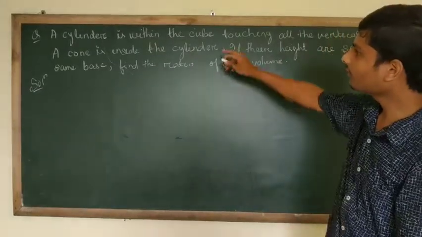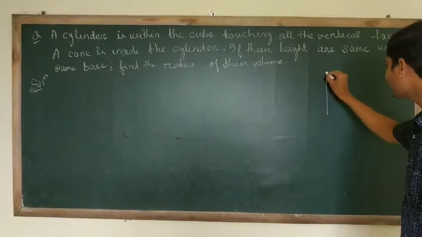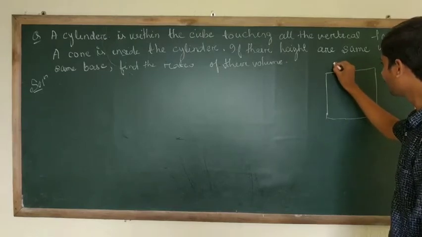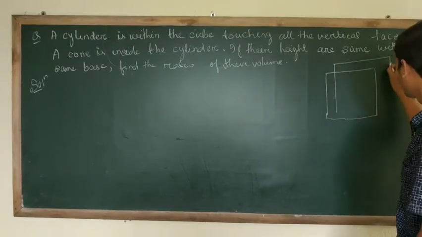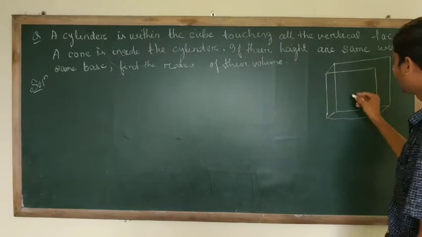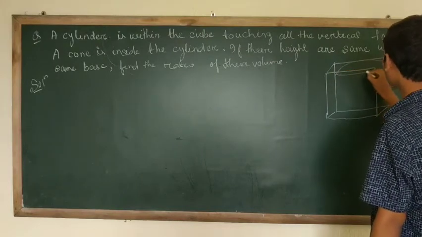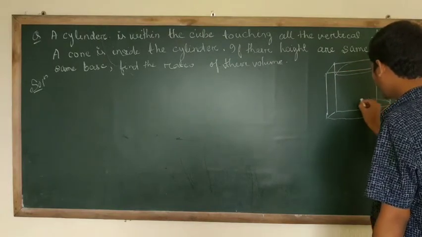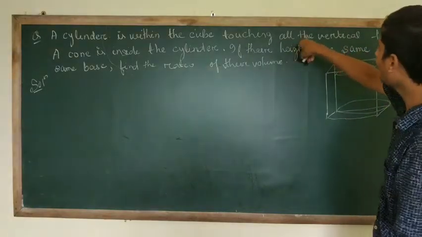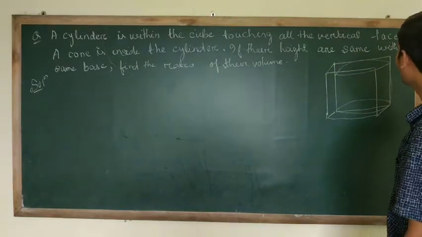So the next question is, a cylinder is within the cube. So a cylinder is within the, okay, this is suppose cube. Then what we are finding, that the cylinder is within the cube, touching all the vertical faces. All the vertical faces it is touching. Okay.